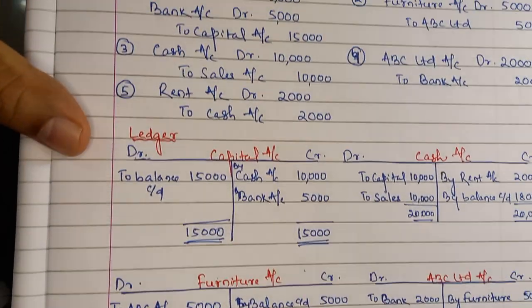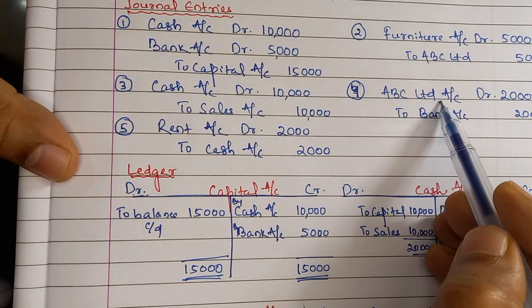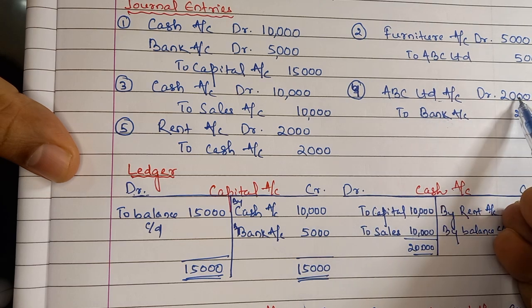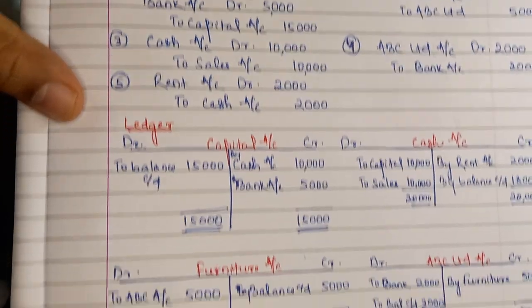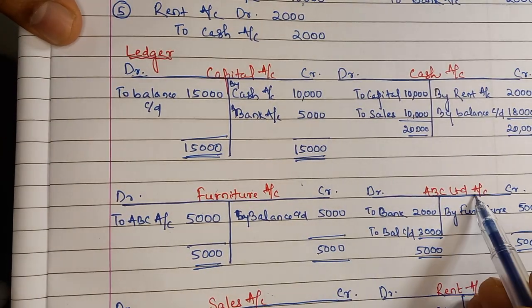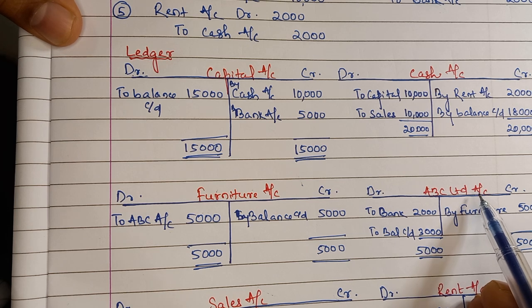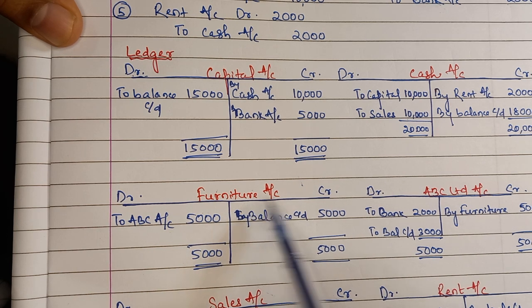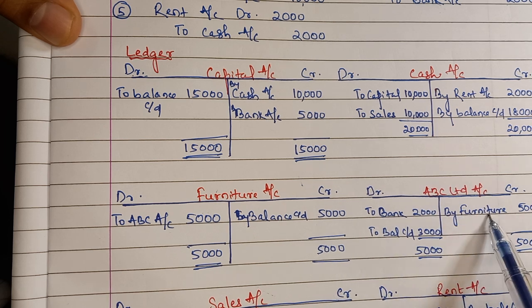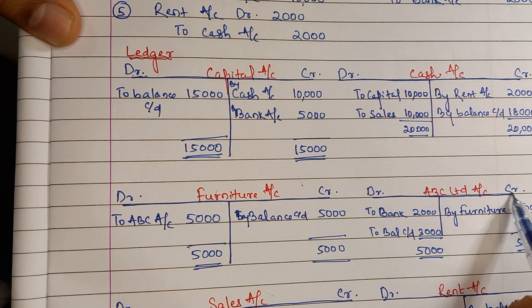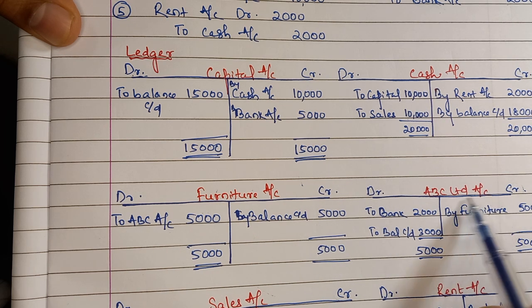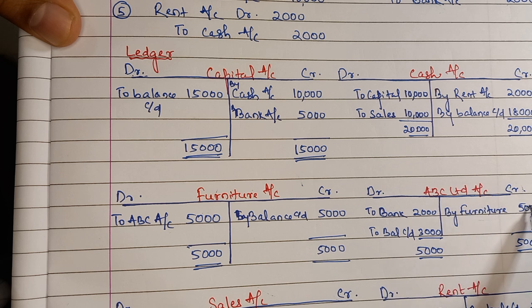Now point number 4 is ABC Limited account debited, 2,000 to bank. This is very simple. When I created the ABC Limited account here, the first entry was furniture to ABC Limited, right? So I have to write by furniture, because furniture debited, credited to ABC, 5,000 rupees.